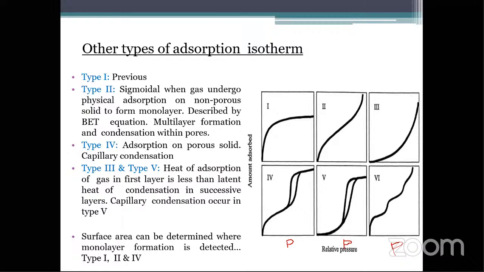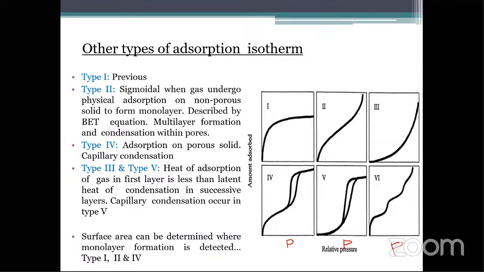Sorry for the interruption. Okay, so this is sigmoidal in shape, and it occurs when gases undergo physical adsorption onto a non-porous solid. The first inflection, in this sigmoidal S shape, represents the formation of a monolayer. This portion represents the formation of a monolayer. Now, if you increase the pressure further, then the monolayer will convert into a multilayer. So multilayer formation of gas will be observed.